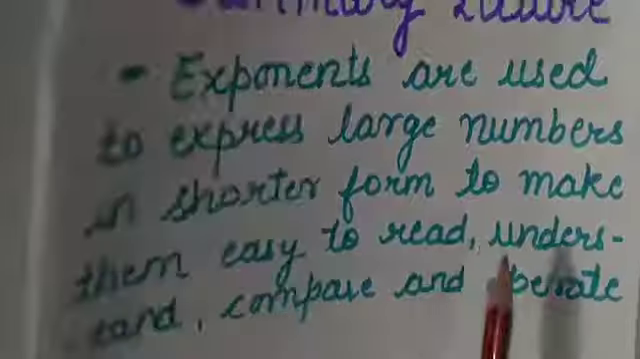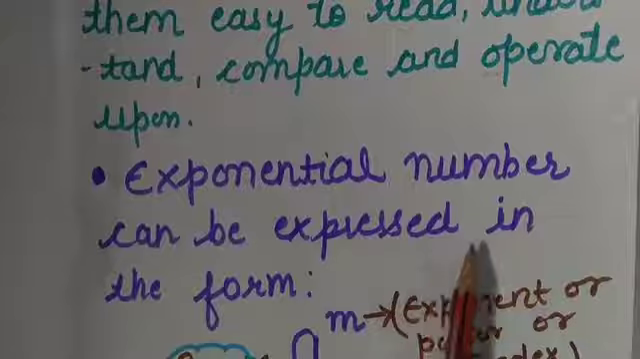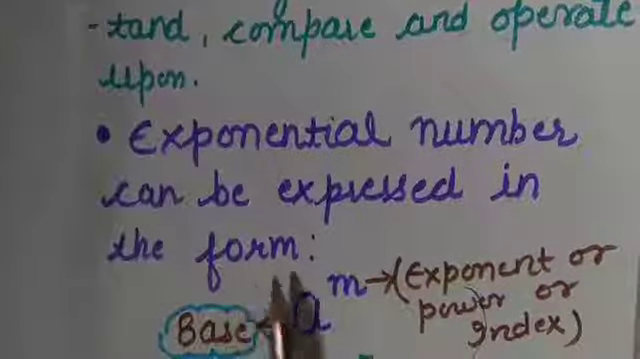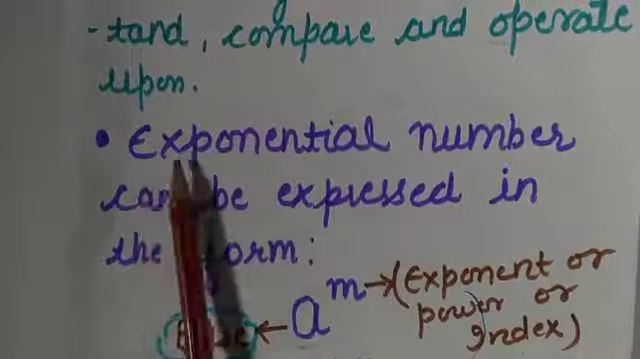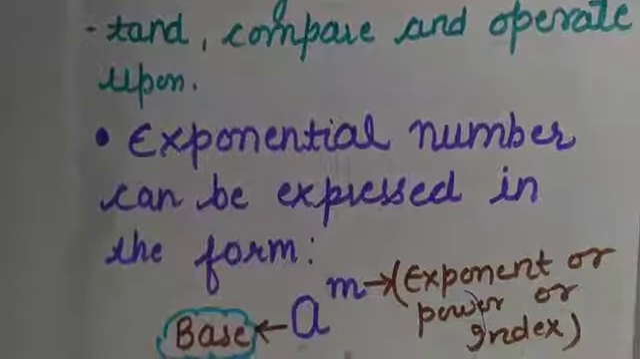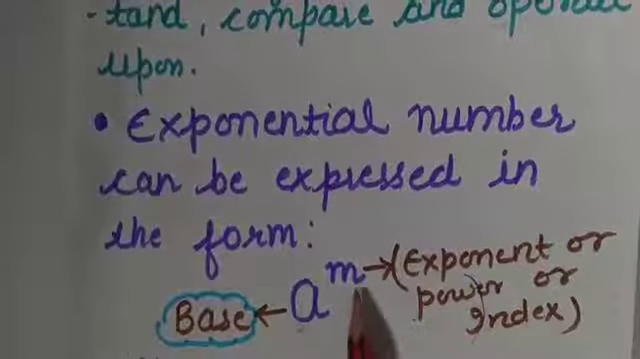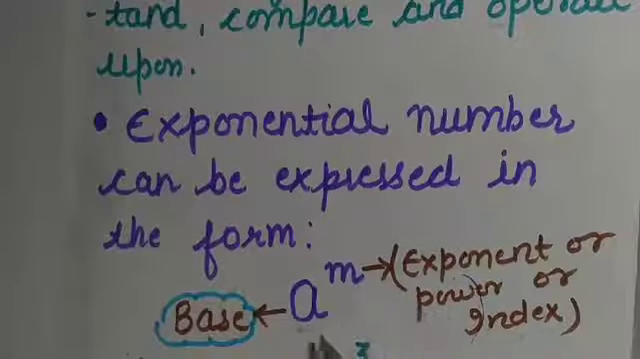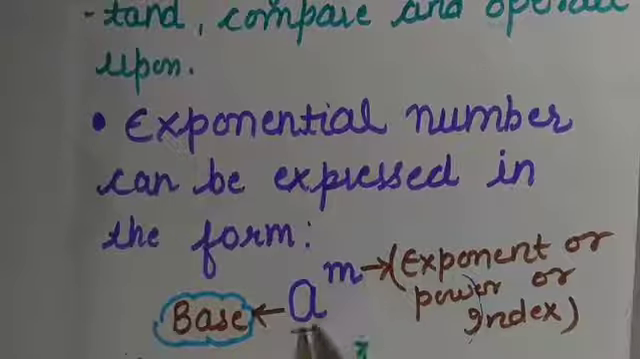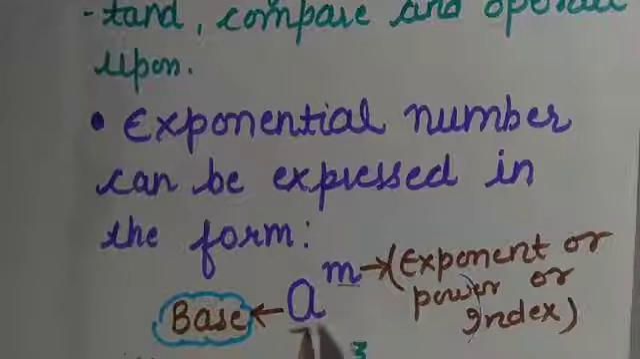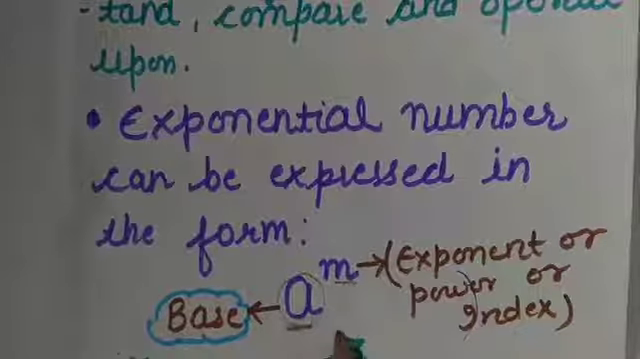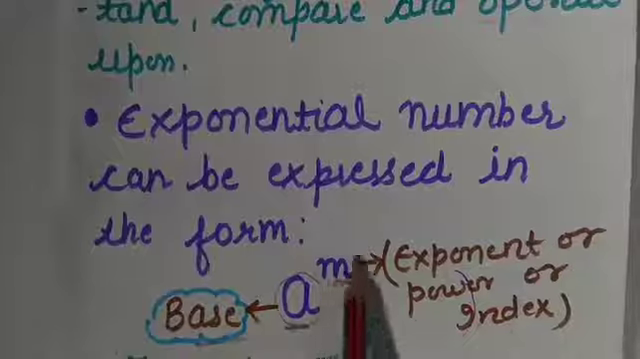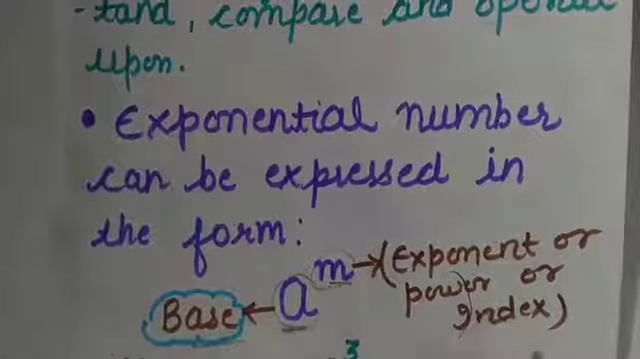Now come to the second point. Exponential numbers can be expressed in the form a raised to the power m. Exponential means repeated multiplication of a number. How will you read this? This is a raised to the power m, or a to the power m, or a to the mth power, where a is the number which is being multiplied, known as the base, and m is known as the exponent or power or index.